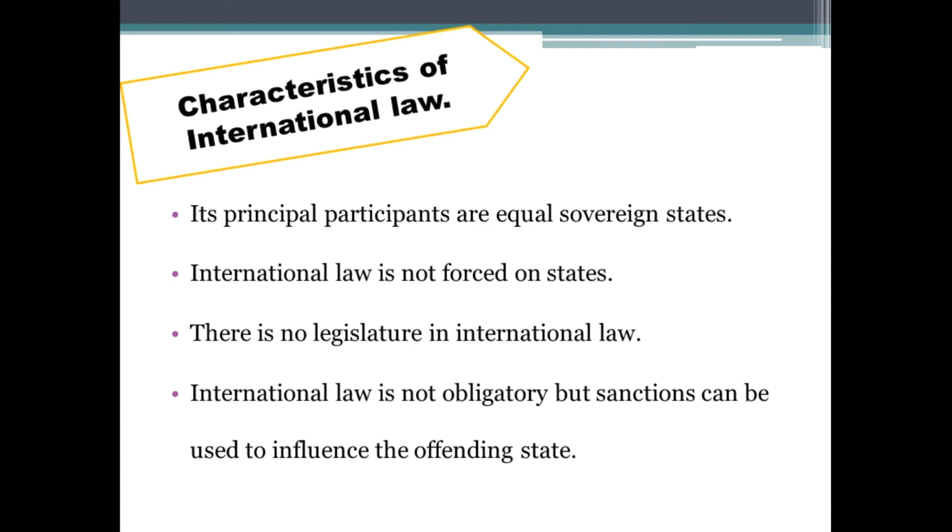Having fully comprehended what international law is, let us look at the benefits, functions, or importance of international law.